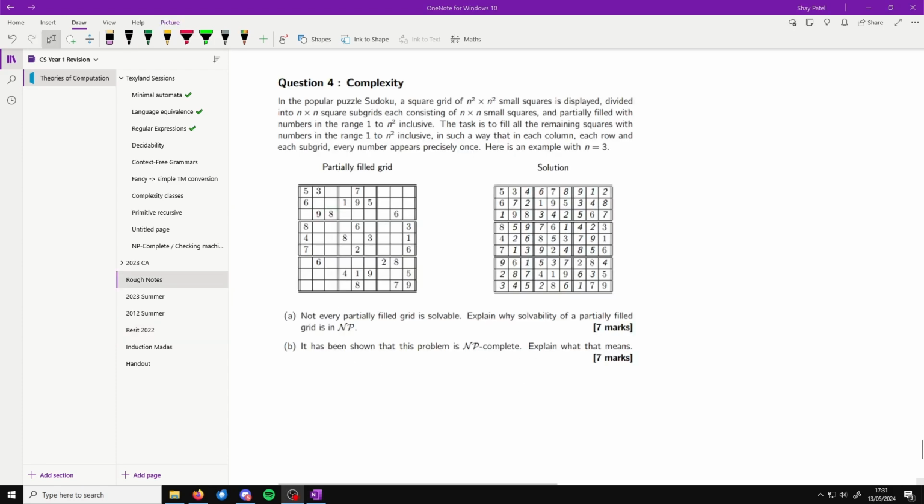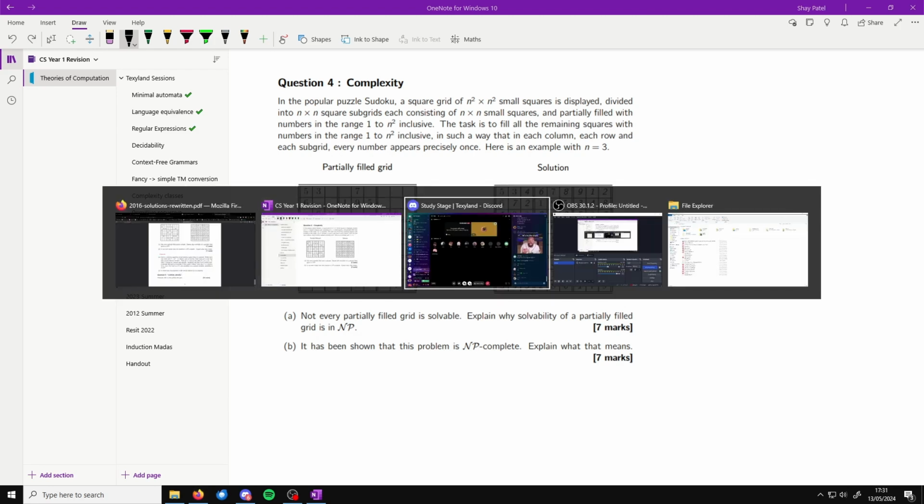Awesome. Okay, we'll start by looking at this question then. I think someone wanted to take a look at this. Question 4 on complexity. In the popular puzzle Sudoku. Just for reference, this is from the 2016 paper, question 4a and 4b.